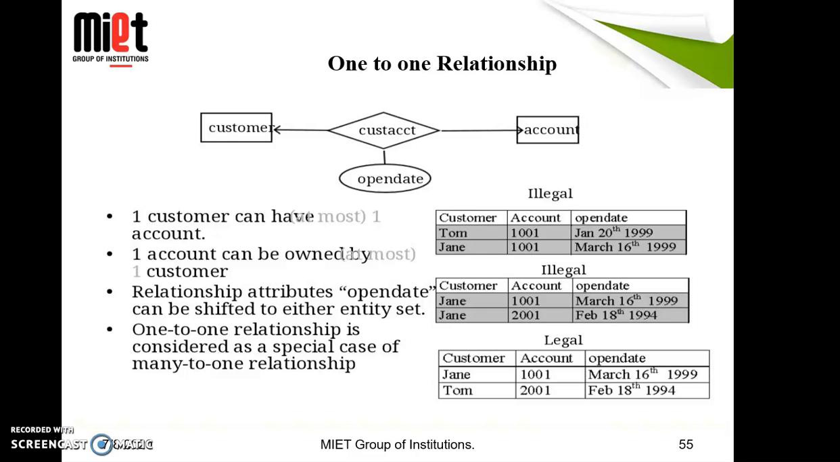Then next is one-to-many. One-to-many means an entity in A is associated with any number of entities in B. For example, a school may have many students and many students can belong to a single school. So this is called one-to-many. These are the components of an ER model: number one is entity, second is attribute, and third is relationship. And relationship has four types: one-to-one, one-to-many, many-to-one, and many-to-many.